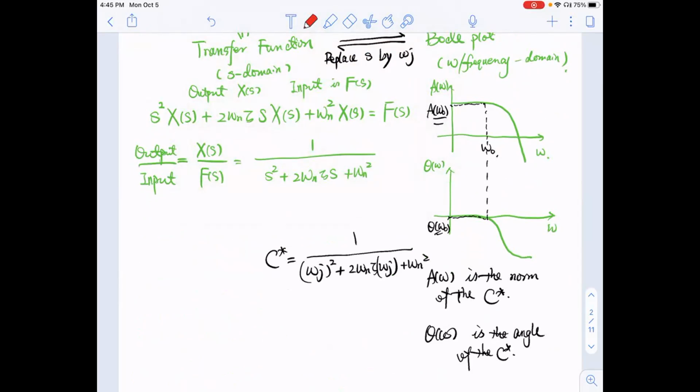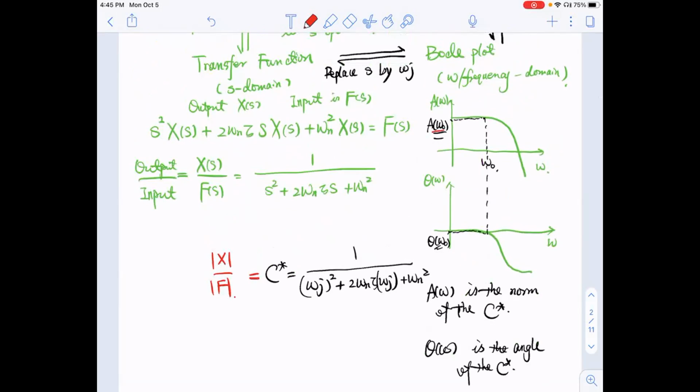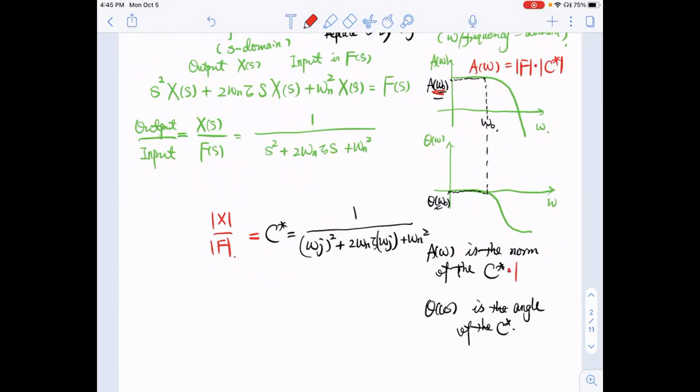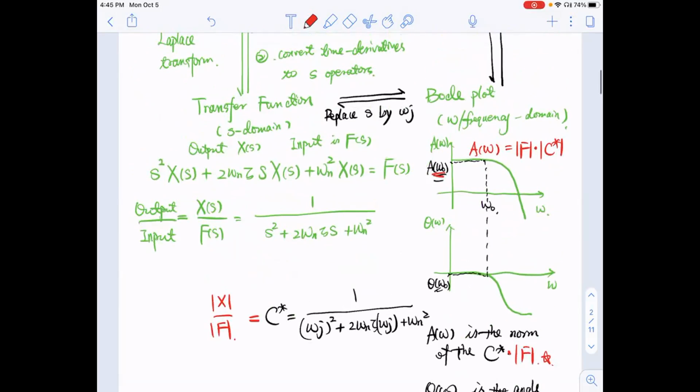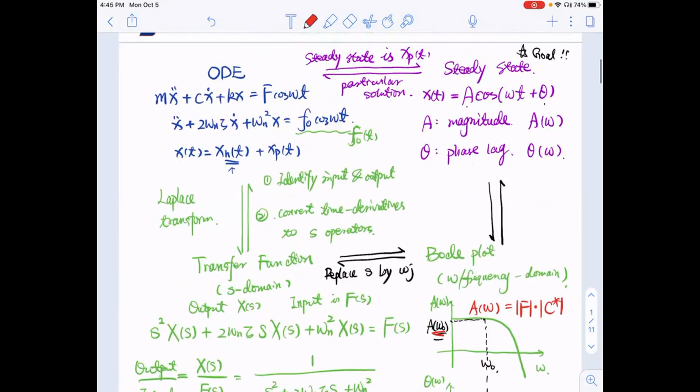Actually, this C star is not directly the amplitude and phase of A. It's actually the ratio. Your C star is the ratio of your X over F. So the phase will be the same, but in order to get to A, your A(omega) is actually the amplitude of your excitation times the ratio. In other words, once it's multiplied by the amplitude of excitation, then it's directly the magnitude at steady state. And then your theta is the phase lag.